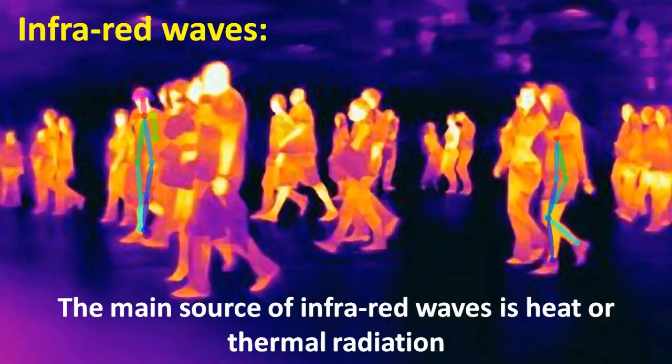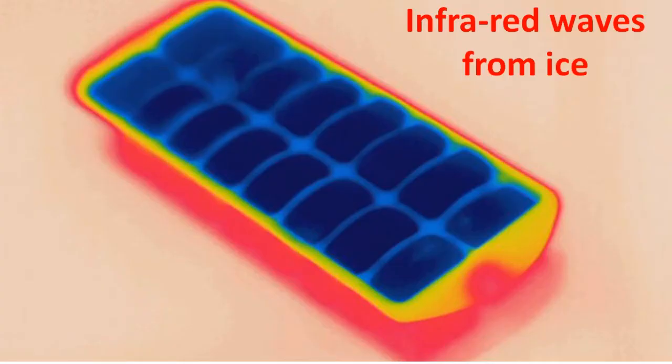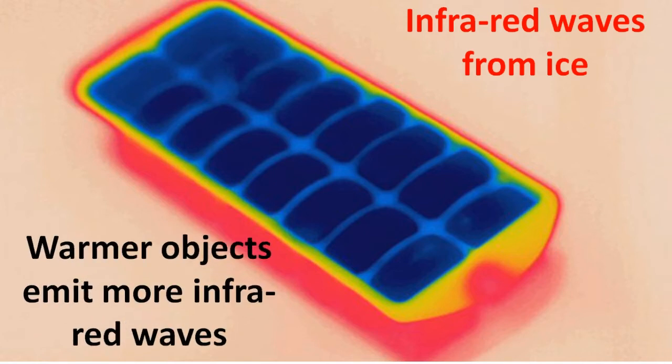The main source of infrared is heat or thermal radiation. This is still linked to the oscillation of electrons within objects that emit the radiation. Does it mean that only hot objects emit infrared waves? Not exactly in that sense. You see? Even cold objects like ice contain some amount of heat, and so emit infrared waves. Okay. But warmer objects emit more infrared waves?